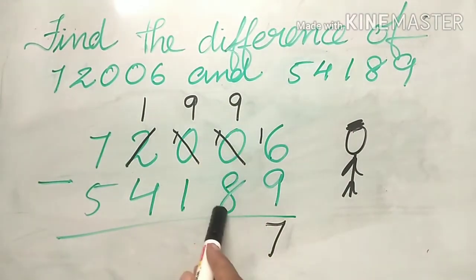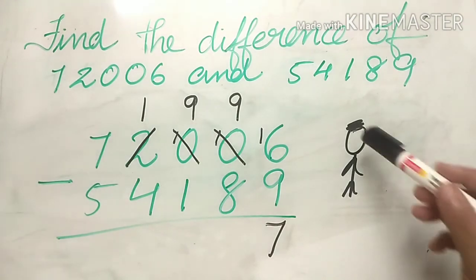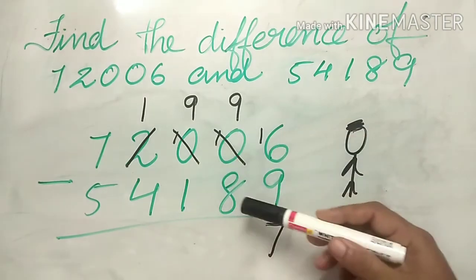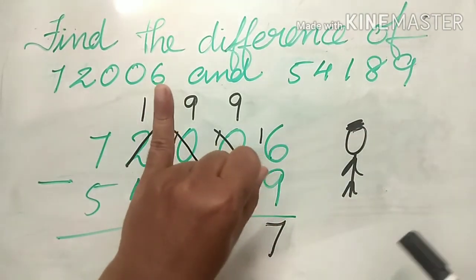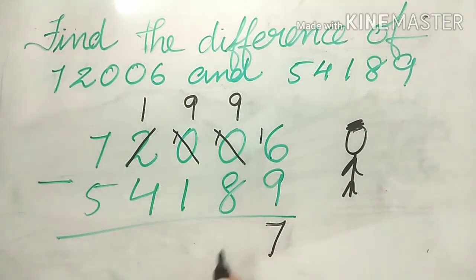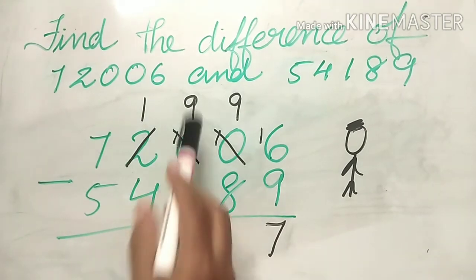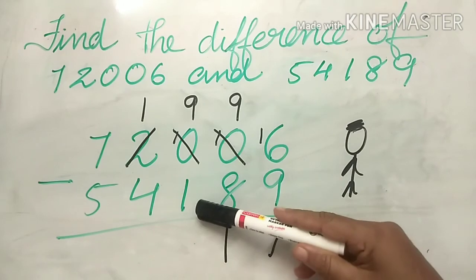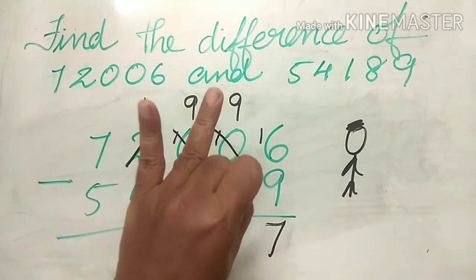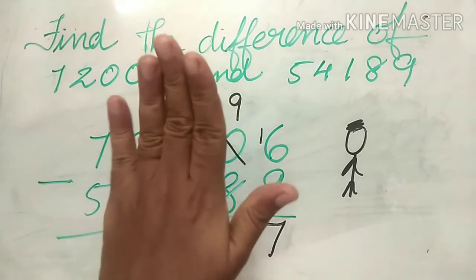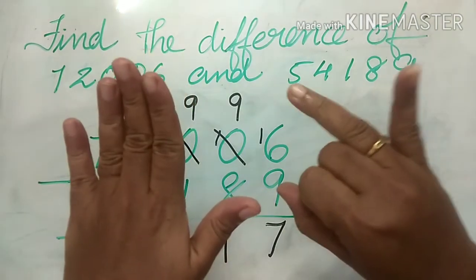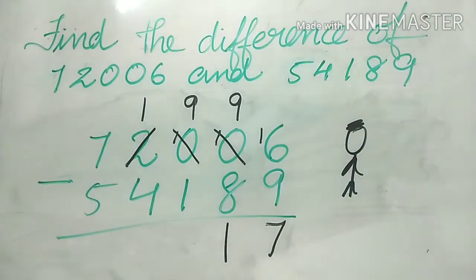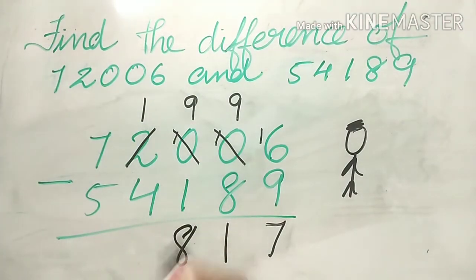Now 9 minus 8. 9 in your mind. Count from after 8 till 9. After 8, 9. How many fingers? 1. Write 1. Then 9 minus 1. 9 in your mind. After 1, 2, 3, 4, 5, 6, 7, 8, 9. How many fingers? 8 fingers. So you can write here 8.